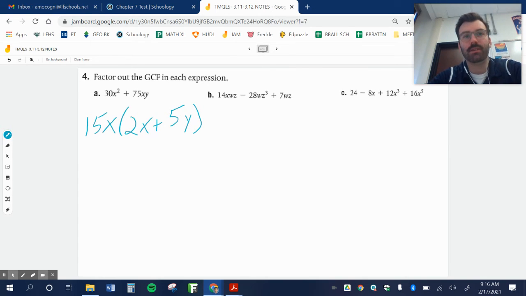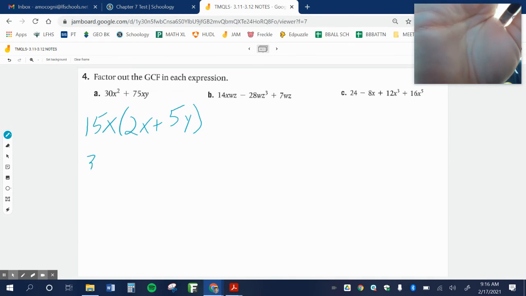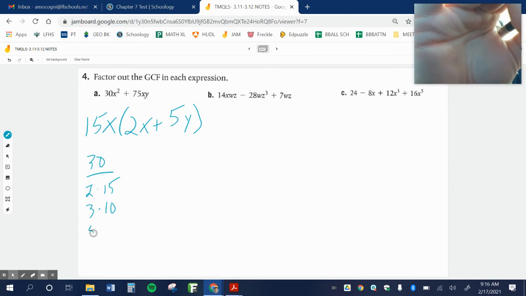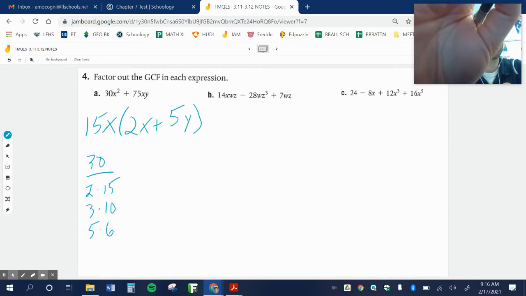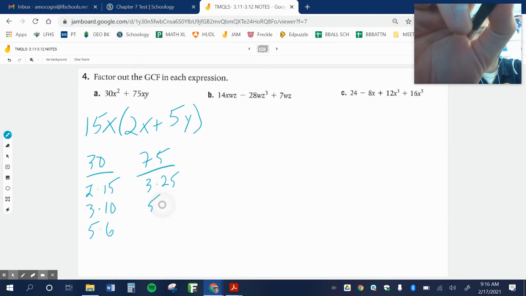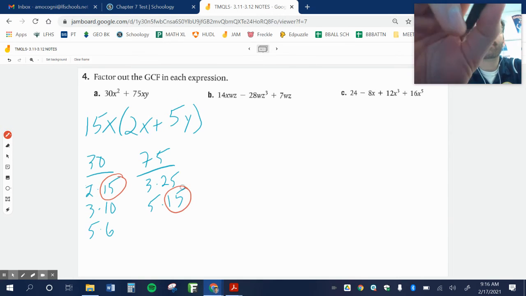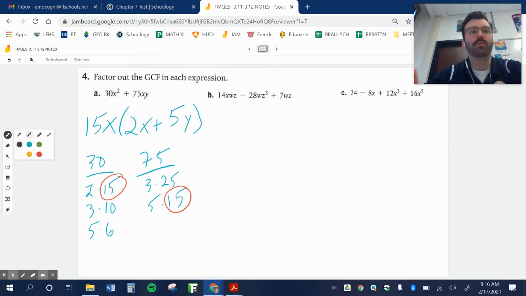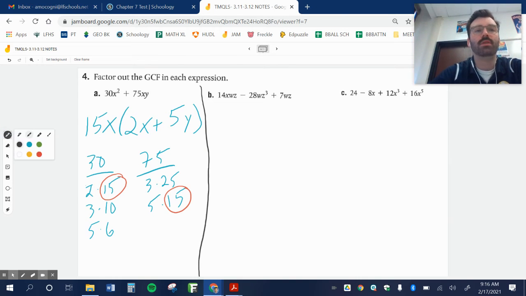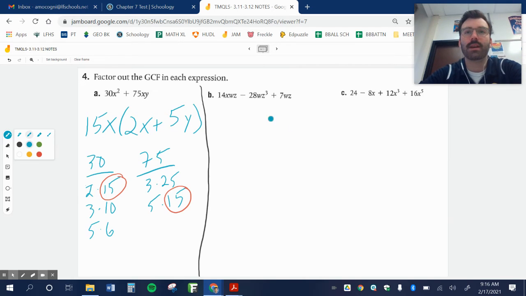Is there an easier way to think about these GCFs? Like, how do you figure out that 15 would be the factor? Sure, I could list the factors of 30 like this: 2 times 15, 3 times 10, 5 times 6, and that would be it. For 75, I could go, 2, no, 3 times 25, 4, no, 5 times 15. And the moment I see a big factor like this, hey, there's our 15. That's our GCF. That's one way to think about it if you're having trouble coming up with the actual number to take out.